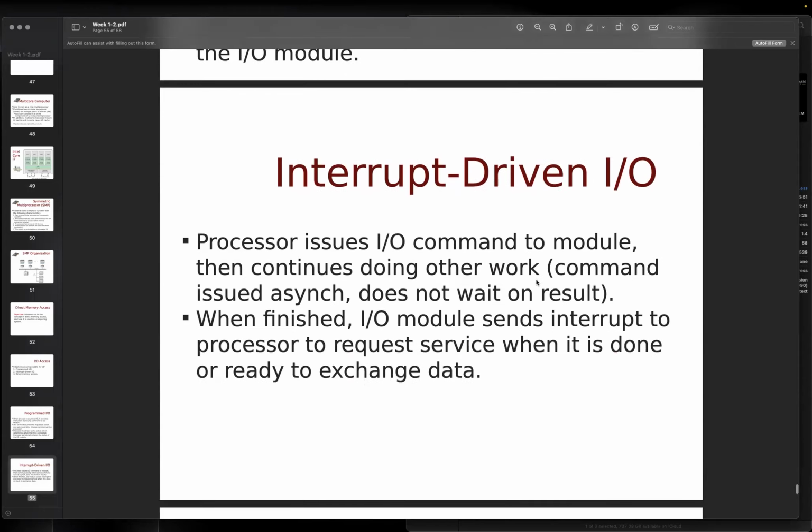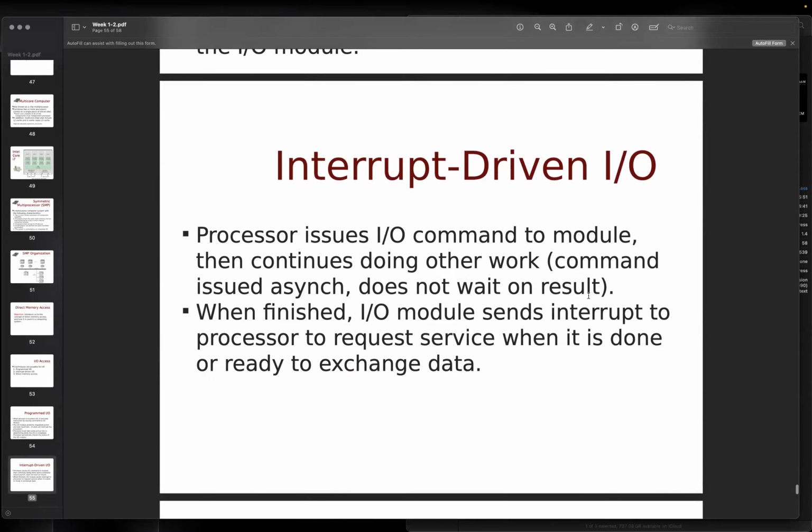But for interrupt, I don't have to. After I send the printing job, I can go back to my original task. And once I receive the interrupt from the module saying it's done printing, then I will go back and check. So when finished, the I/O module will send an interrupt to the processor, requesting service when it's done or ready to exchange data.